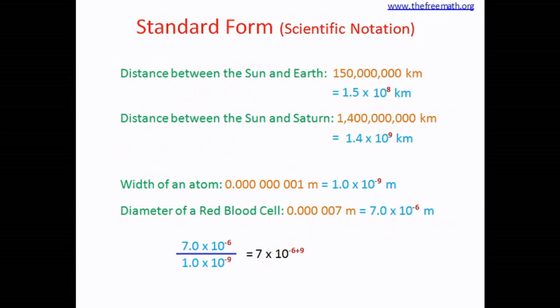So it looks like this: 7 multiplied by 10 to the power of -6 minus -9. Minus -9 means positive 9. So -6 plus 9, that equals 7 multiplied by 10 to the power of 3. 10 to the power of 3 is 1000. That means the answer is 7000. So the diameter of a red blood cell is 7000 times the width of an atom.